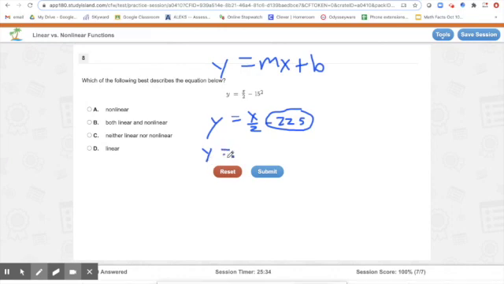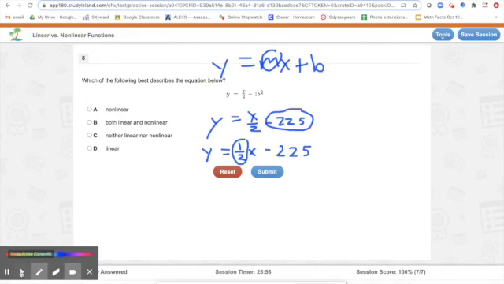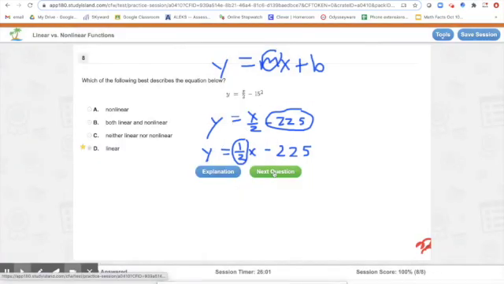X divided by 2 is saying the same exact thing as taking 1/2 of x. So if you divide something into 2, you're taking half of it. So now when I look at this as, do I have a number that I can multiply by x here? That's 1/2. So that equals my m. So indeed, this equation can be put into y equals mx plus b form, therefore making it linear.